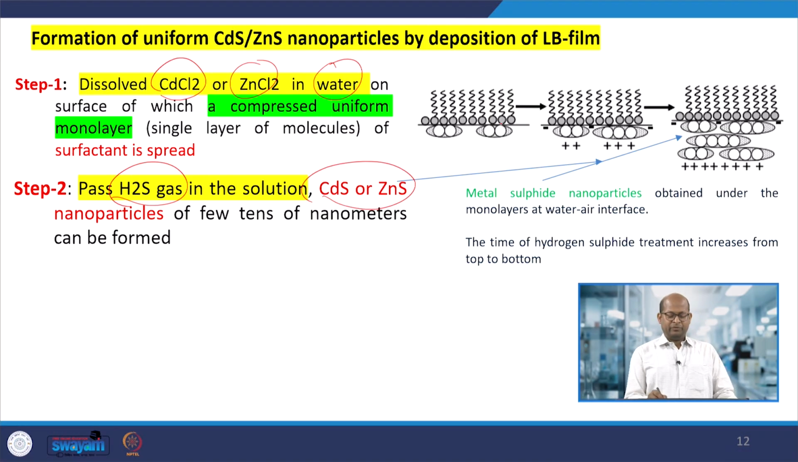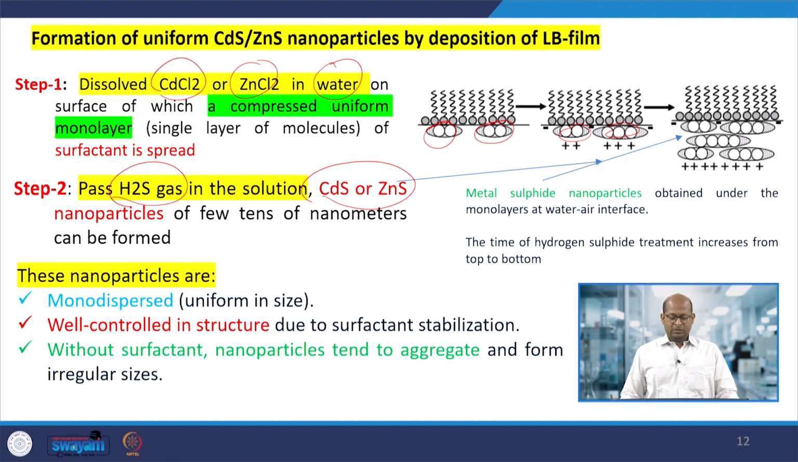This type of arrangement, as you can see, forms at the surface of the films, and the particles get attached. In this way, the nanoparticles that form may be uniform in size, monodisperse, and well controlled in structure due to the surfactant stabilization.